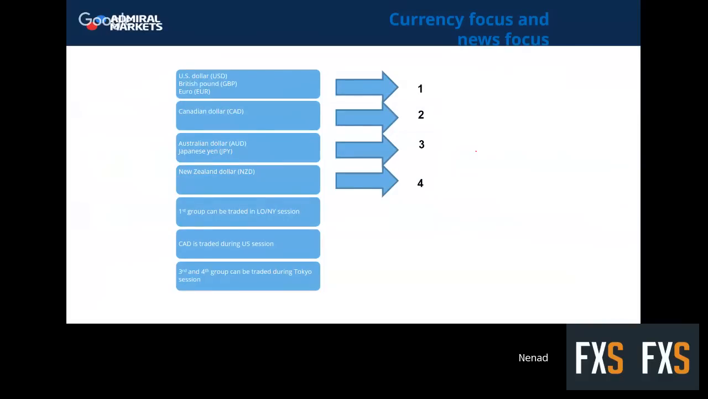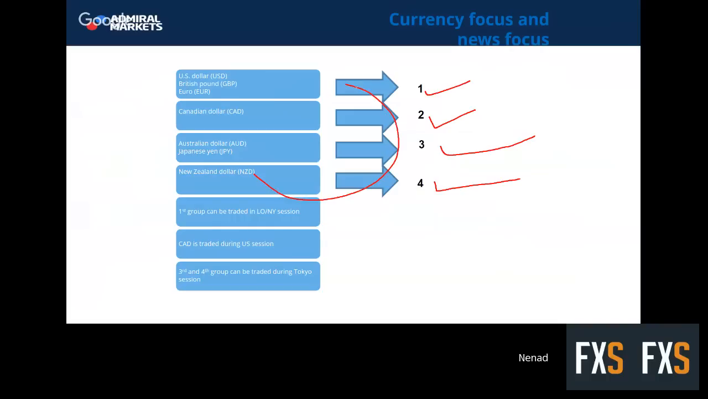Now, dollar currencies, also British pound and euro currencies, tend to be in the first group. Canadian dollar is in the second group. Australian dollar, Japanese yen in the third group, New Zealand dollar in the fourth group. The first group can be traded in London, New York session. CAD is traded during US session. Third and fourth group can be traded during Tokyo session.